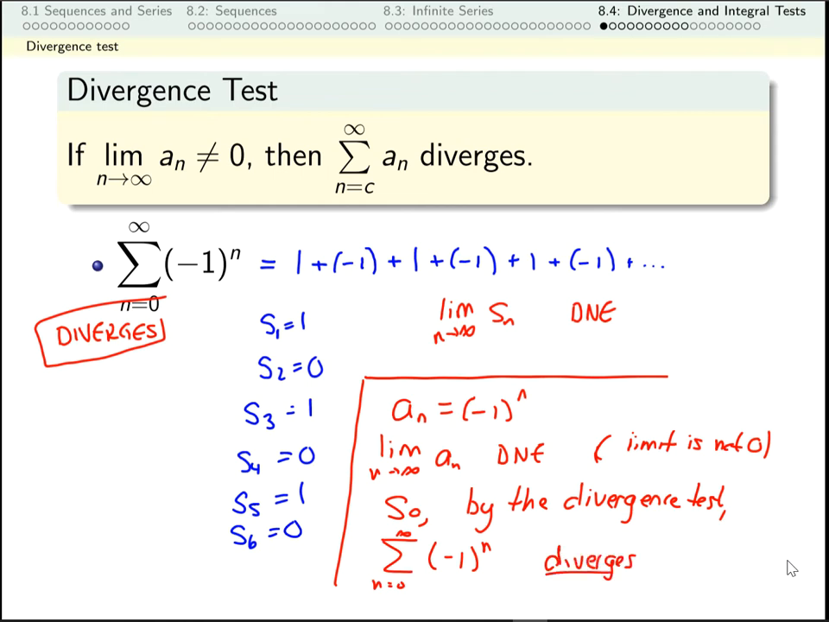Again, the first way we found this was by using the definition of series. The second way was by using this divergence test.